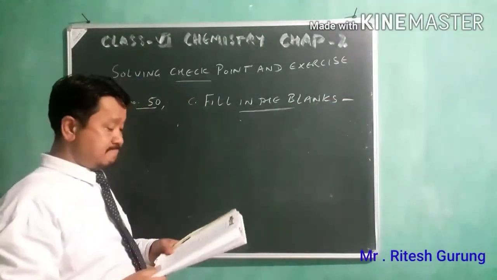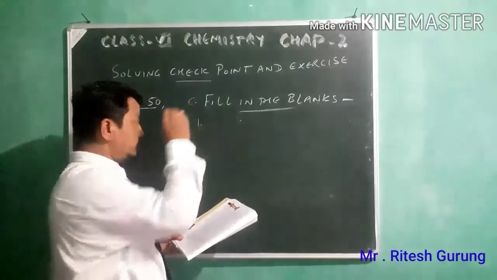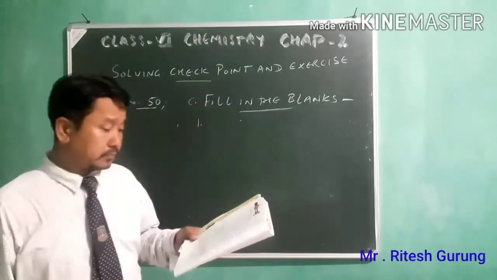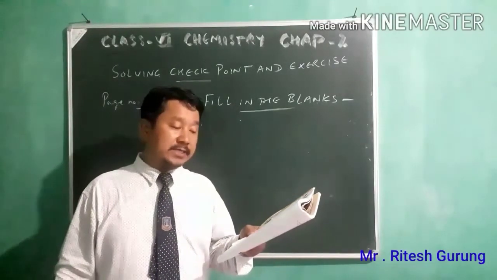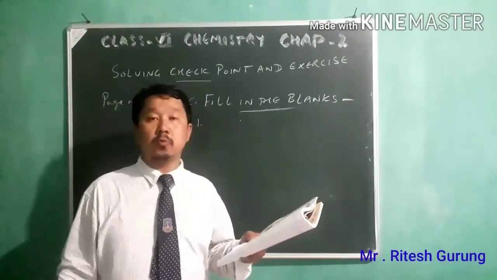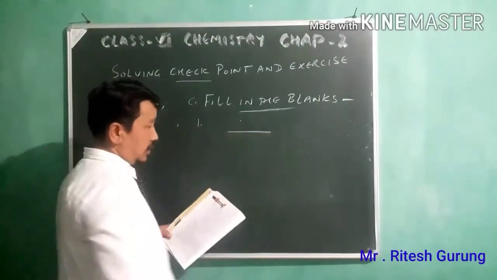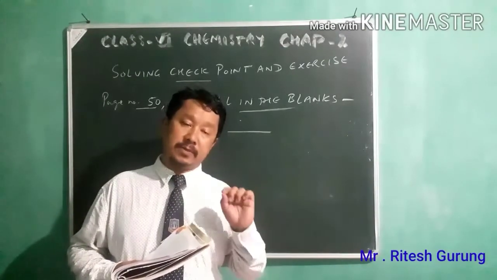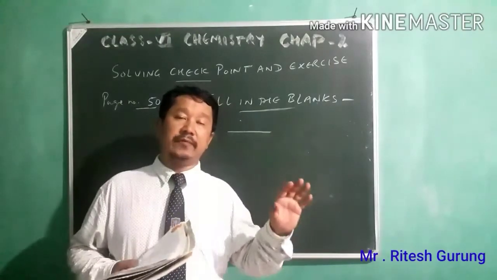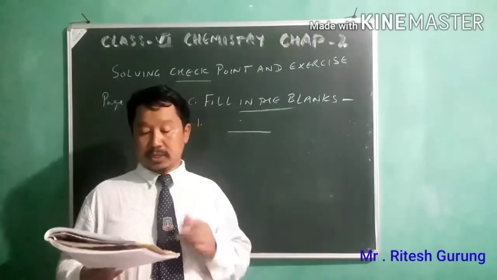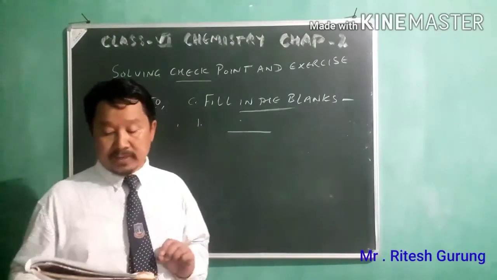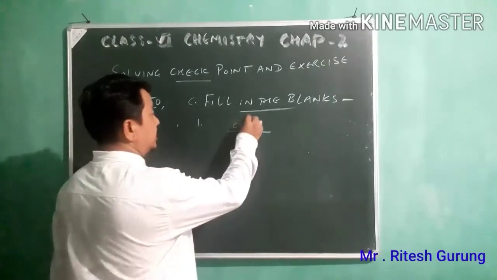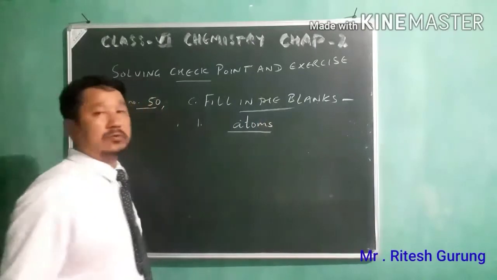Fill in the blanks. Number 1, just see your book. An element is made up of only one kind of what? When I was talking about elements, I gave you the definition of element and its properties. So this is one of the properties of an element. An element is made up of only one kind of what? Just guess. It is atoms. Number 1, atoms.